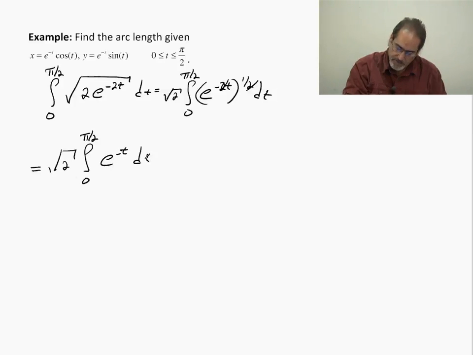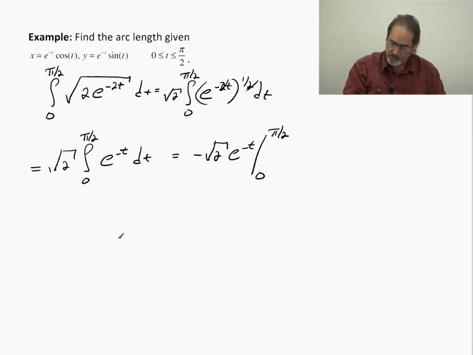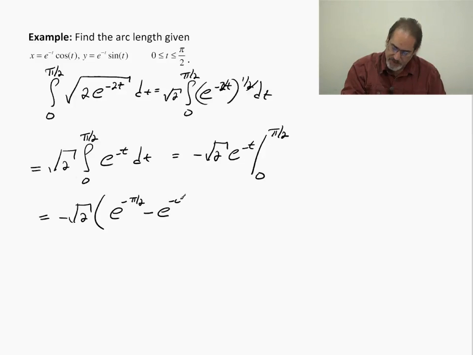which equals a negative root 2 e to the negative t evaluated from 0 to pi over 2. Which is, of course, a negative root 2. I'm going to pull that constant out. And this is going to be e to the negative pi over 2 minus e to the negative 0. This is going to sound silly, but negative 0 is just 0, I know. So this would actually be a negative root 2 times e to the negative pi over 2 minus 1.